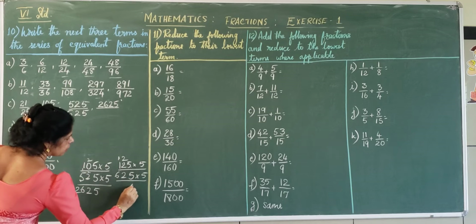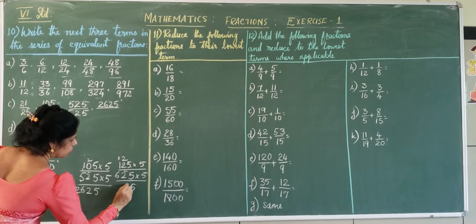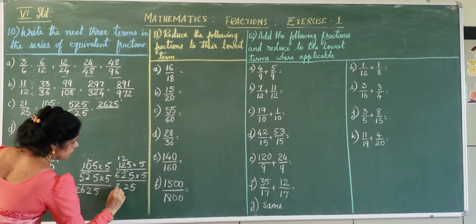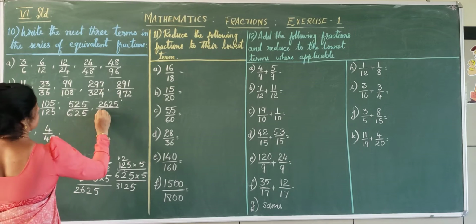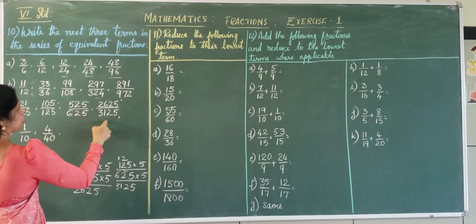5 5s are 25. Carry 2. 5 twos are 10. 10 plus 2, 12. Carry 1. 5 6s are 30. 30 plus 1, 31. So it is 3125. So now two terms are over.